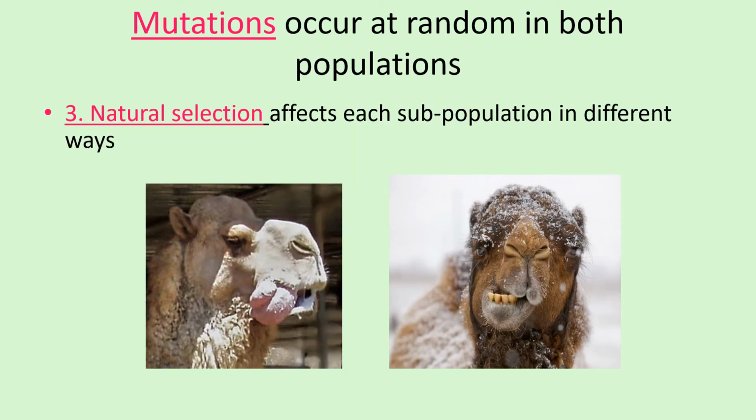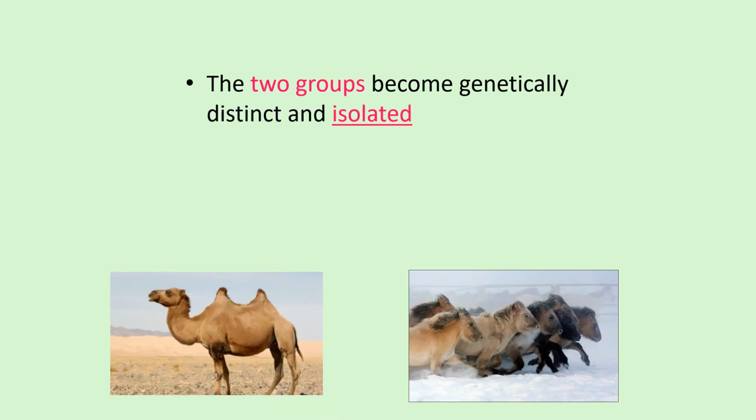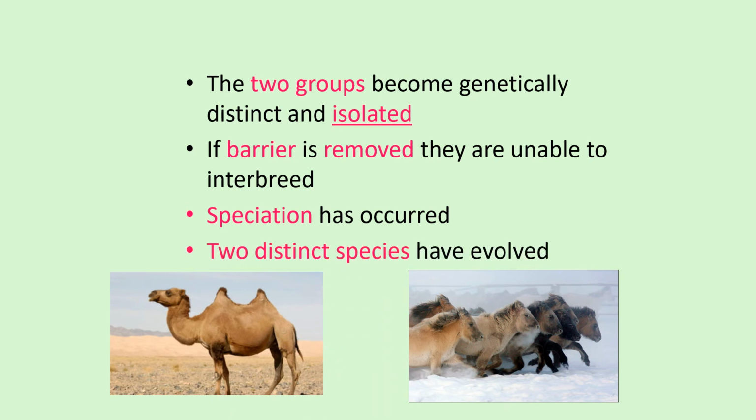Then mutations occur at random in both populations, and both populations will have different selective pressure. So for example, one might be a warm place and one might be a cold place. So natural selection is going to affect each subpopulation in different ways. And over hundreds of years, the two populations adapt in different ways. So the two groups become so genetically distinct and isolated that even if you remove the isolation barrier, they are no longer able to interbreed to produce fertile offspring. So speciation has occurred, and two distinct species have evolved.